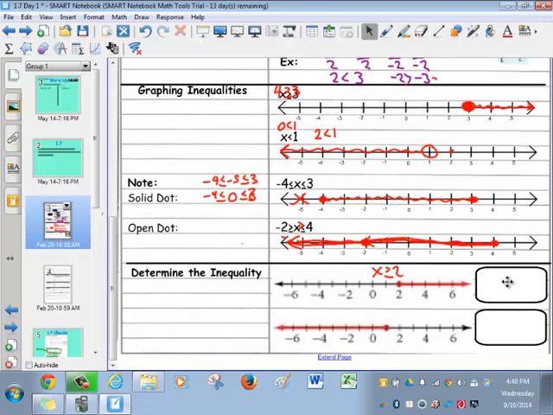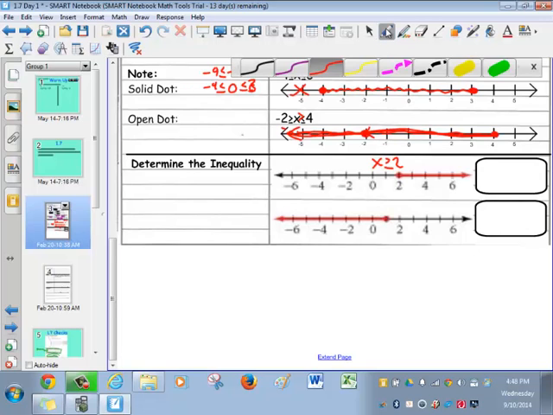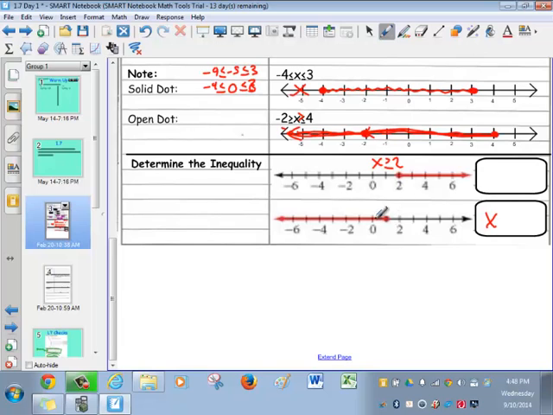Okay, and then let's do this one more. This one right here. So we're going to find the inequality for this. So we got x. These values are less than 1. Because these values are less than this value 1, it would be less than or equal to. And the reason it's equal to is because it's a closed dot, right?